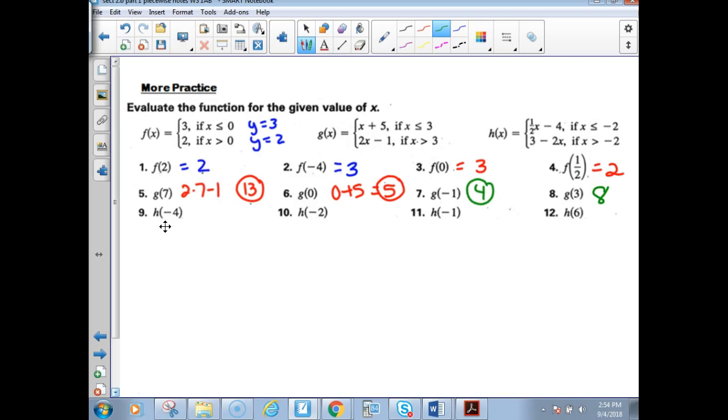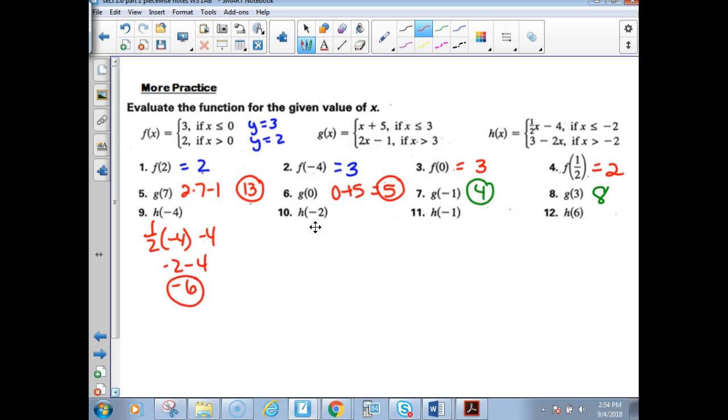All right, h function. The next line, all of these you're evaluating the last function here. Okay, so let's see how we can do with that. If your value is less than or equal to negative 2, which the first one is, negative 4, it's less than or equal to negative 2, we'll use the first equation. So we'll be doing 1 half of negative 4 minus 4. Half of negative 4 is negative 2, and negative 2 minus 4 would be negative 6.